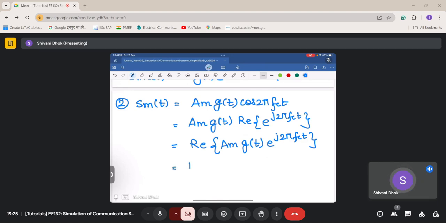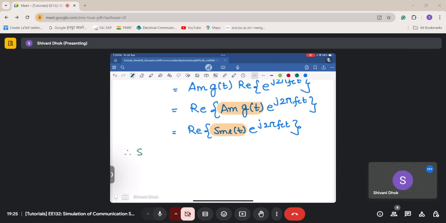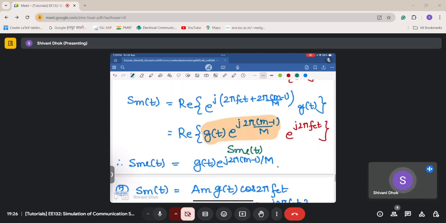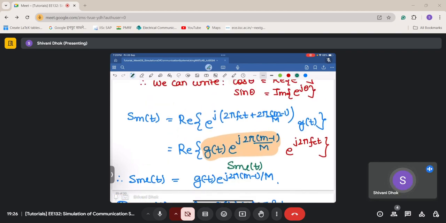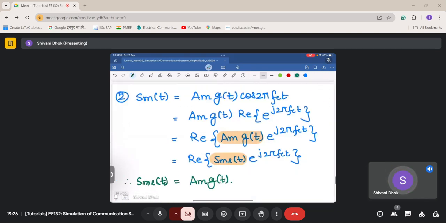Again, if we compare it, this is equal to the real part of s_ml(t), that is the equivalent low pass, into e^(j2π f_c t). So this part and this part are the same, therefore the equivalent low pass is equal to A_m into g(t). Simple. So this is for the second part, which is my pulse amplitude modulation, and this was for the first part, which was my PSK, that is phase shift keying. Is it clear? Any questions till this point?